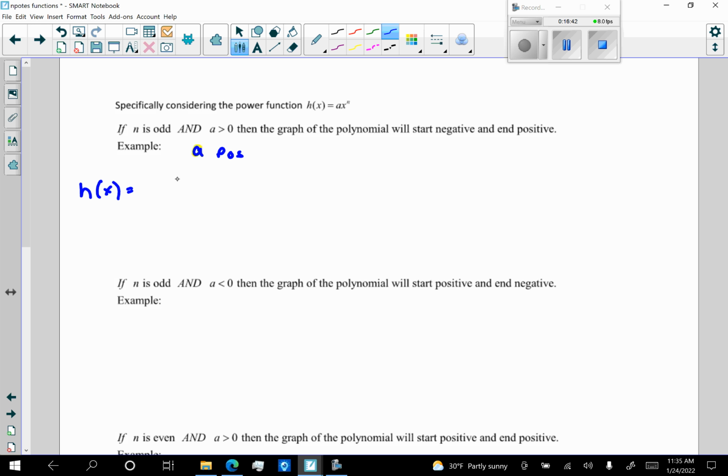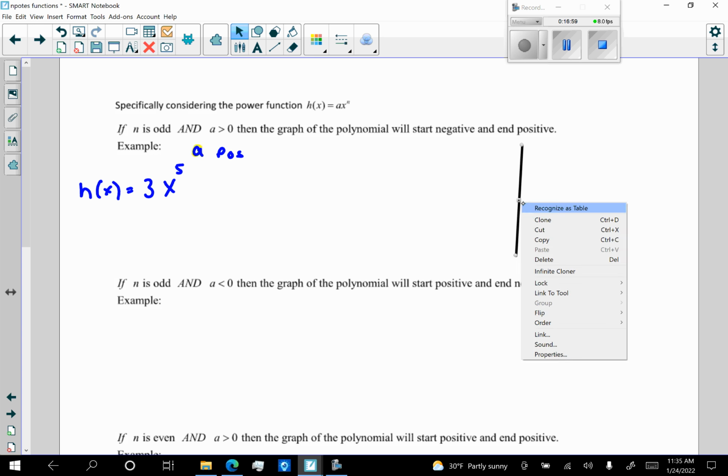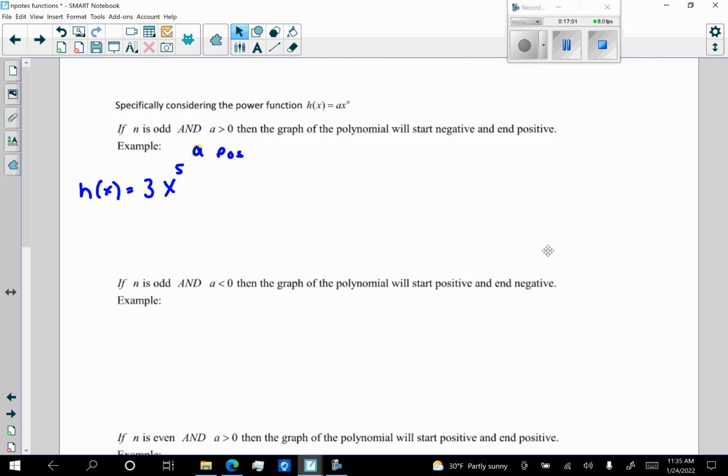Example where n is odd. So let's go x to the 5th, and let's go a is positive. Let's go 3x to the 5th. Okay, we're just going to look at that particular rascal there. I'm going to tell you, boy, that's a bad line. Let me get him out of there. Let me do a nice line here. Let me do a straight line. There we go.